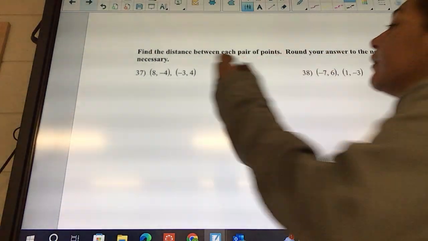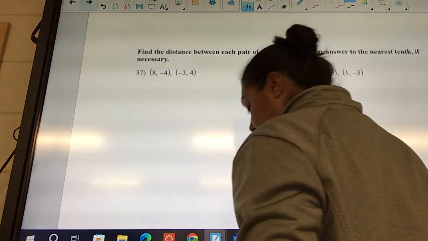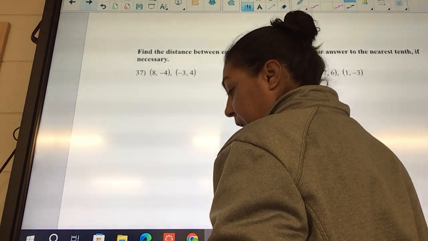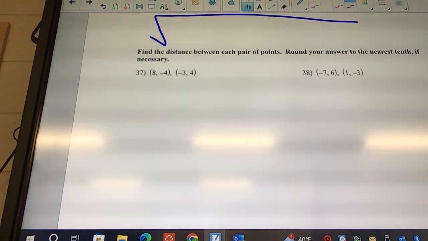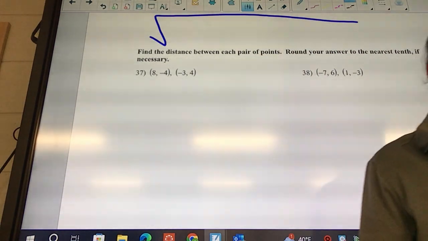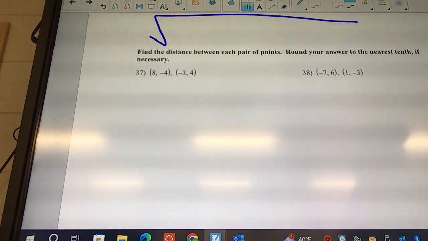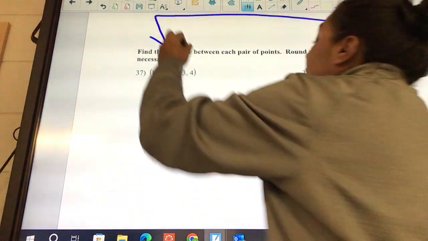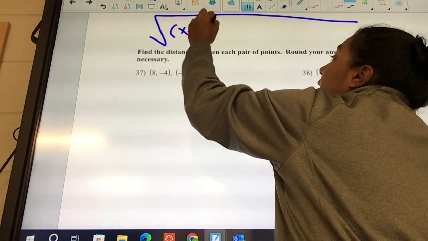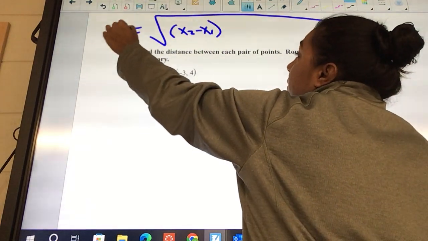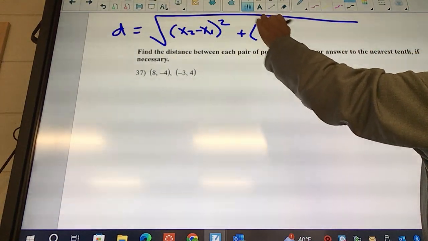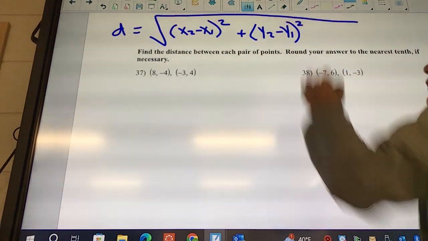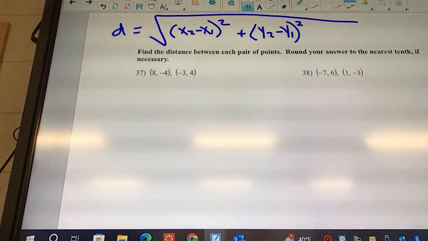What do you got, Brady? X2... oh, the wrong one. No, it's square root of something. Or it's x1 minus x2 comes first. Where's the d equal? Okay, and then what? Squared, plus, y2. Good job. Brains and beauty. Yeah, I forgot to put a big check mark on it.